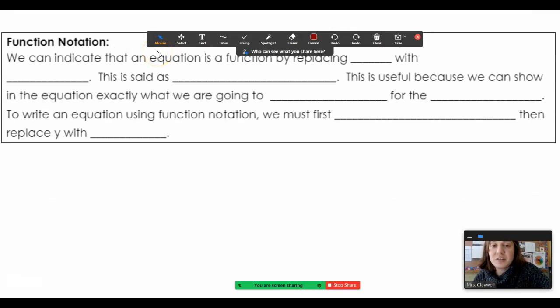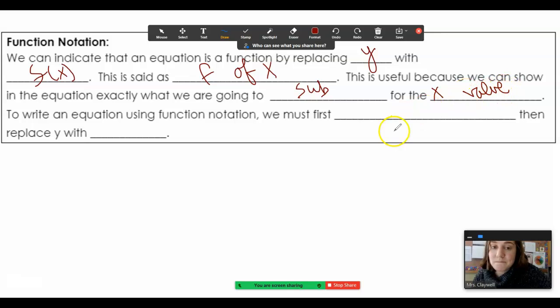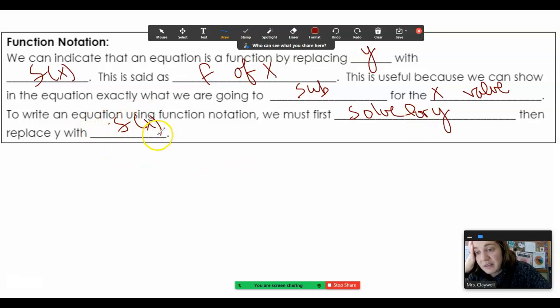So function notation, we can indicate that an equation is a function by replacing y with f of x. This is said f of x. This is useful because we can show what we're going to sub for the x value. To write using function notation, we first must solve for y, then replace y with f of x.